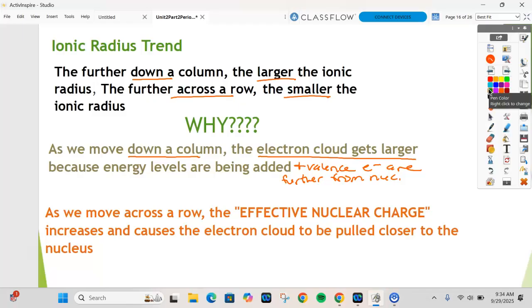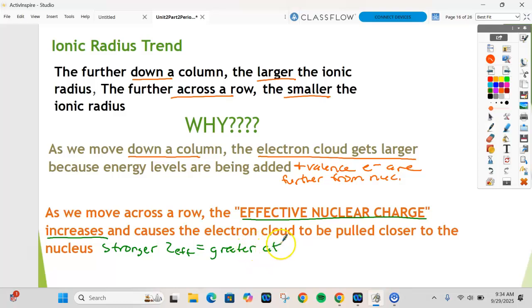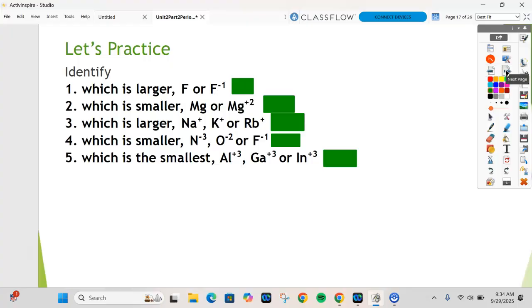As we move across a row, the effective nuclear charge increases and causes the electron cloud to be closer to the nucleus. So stronger charge equals greater attraction. So it's the same reasons for atomic radius. Okay, so let's do some practice with that before we get to class. Again, pause the video, see if you can do these, and then when you start it, I will go over answers.